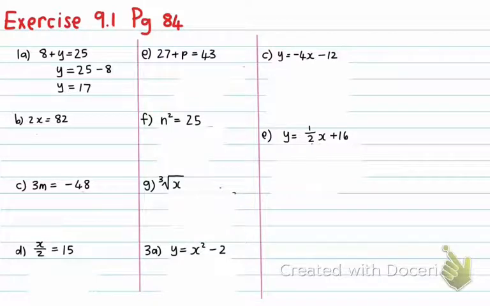Let's look at question B. Remember, I have there 2x, but remember 2x means 2 times x, okay? So if I want to get rid of that 2 on the left-hand side, on the other side, then I have to divide with 2. So 82 divided by 2 is then equal to 41.